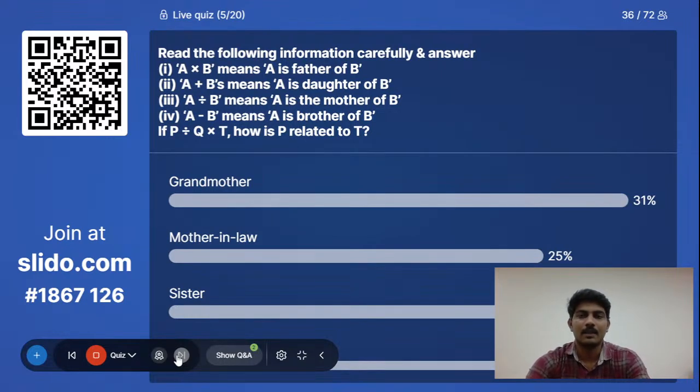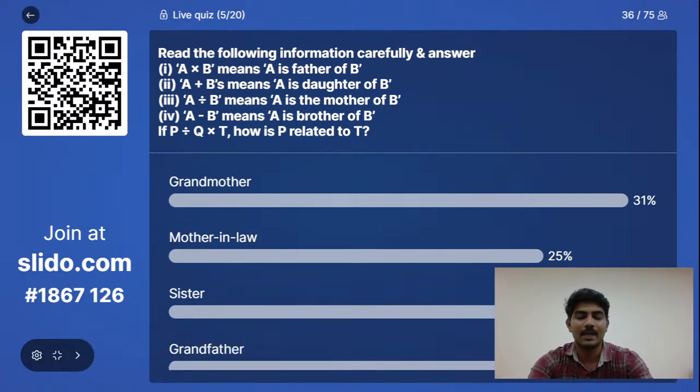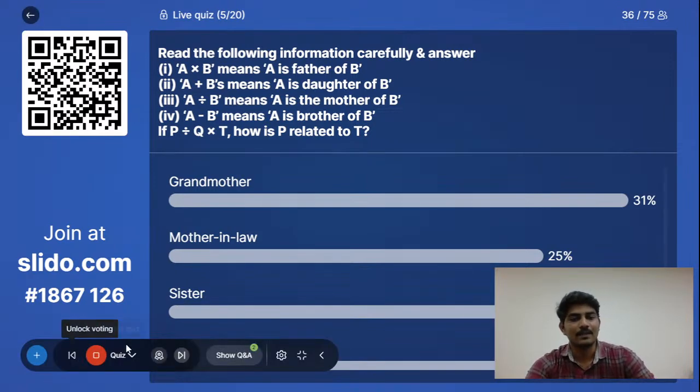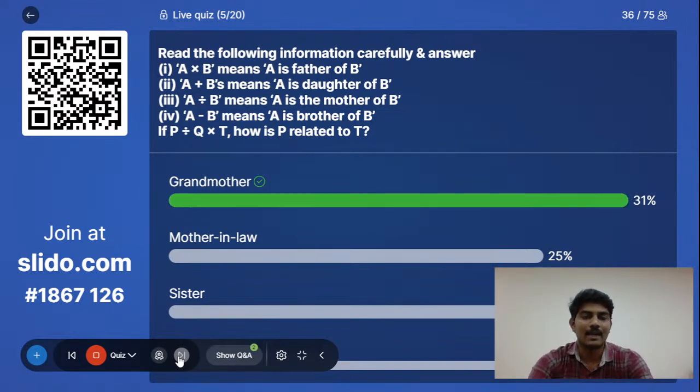We received that 31% of the students answered option A, that is grandmother, and 25% answered mother-in-law, and 22% and 22% of the students answered option C and option D, that is sister and grandfather. So let's see the exact answer for this one. The exact answer for this question is option A, that is grandmother. 31% of the students answered the question correctly.